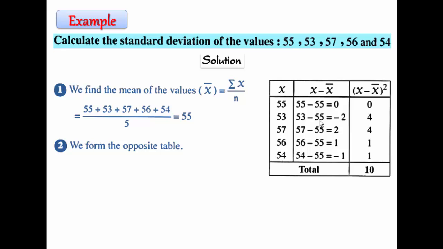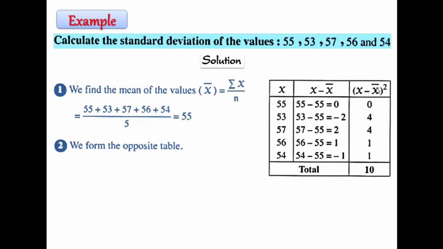The second column, the difference between x and x bar. X here 55 minus x bar, which represents the mean 55. 55 minus 55, the difference will be 0. 53 minus 55 will be negative 2. 57 minus 55 equals 2. 56 minus 55 equals 1. 54 minus 55, the difference will be negative 1.